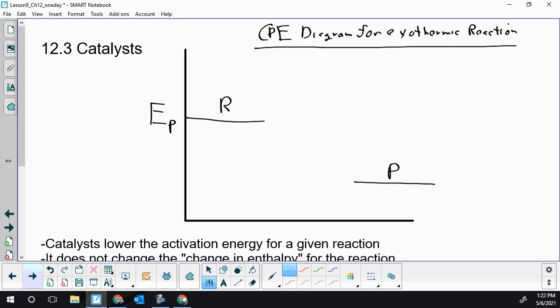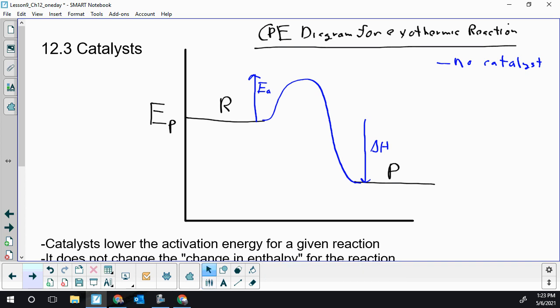And if we have just what we've had so far, no catalysts, we're going to have this blue connection. We're going to have our activation energy, activated complex, and drop down and release energy to our products. Everything blue is going to be no catalyst. We have our activation energy. We have our change in enthalpy. Then we're going to look at what happens if a catalyst was used.